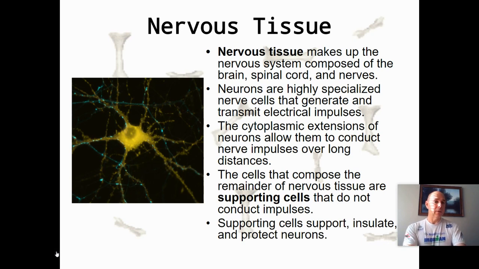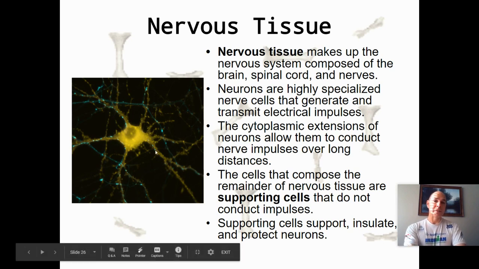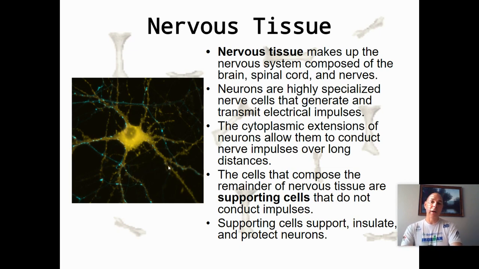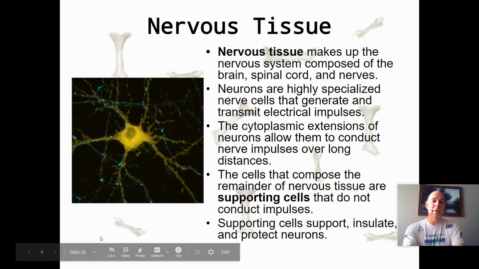They insulate it. There are types of cells that literally wrap around the long cytoplasmic extensions called the axon. And the axon carries electrical impulses away from the cell body, whereas dendrites, which are the other cytoplasmic extensions, will carry electrical impulses towards the cell body. So there are cells that literally will wrap around the axons to provide an insulative covering to allow for faster ion flow down the length of the neuron.